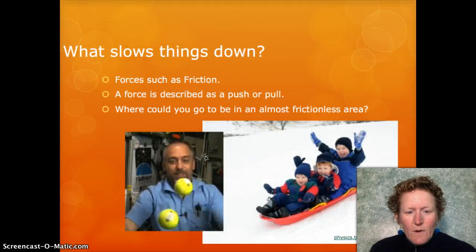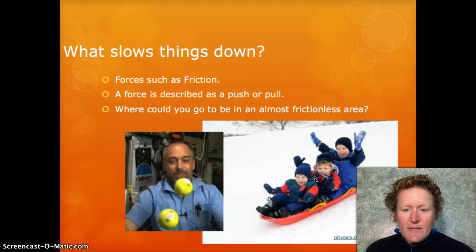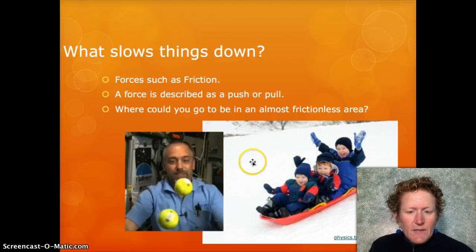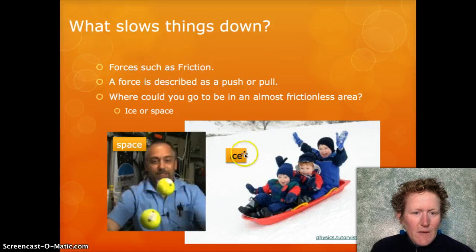If you want to go to an almost frictionless area, we all know here in Minnesota that sliding doesn't involve a whole lot of friction. So snow and ice can decrease your friction. It's a bad thing if you're trying to drive. And space can also reduce your friction. So space and ice are great places to do almost frictionless experiments.